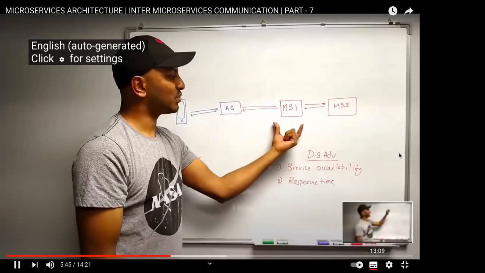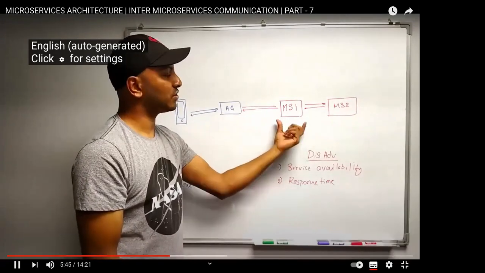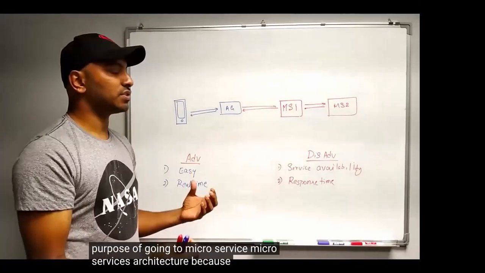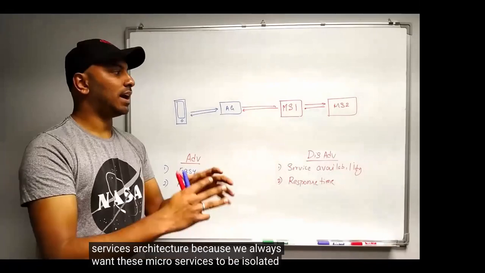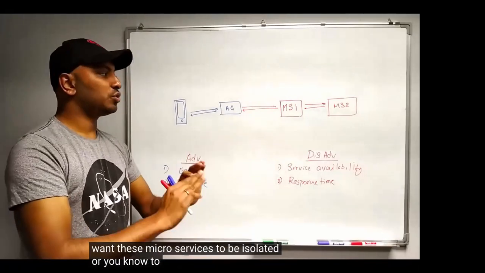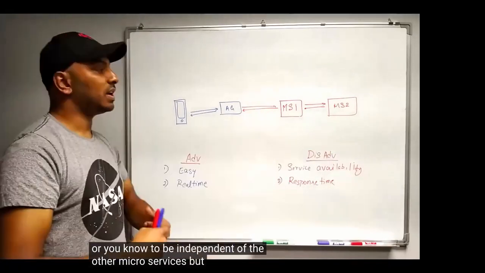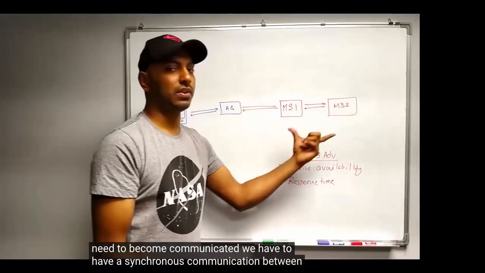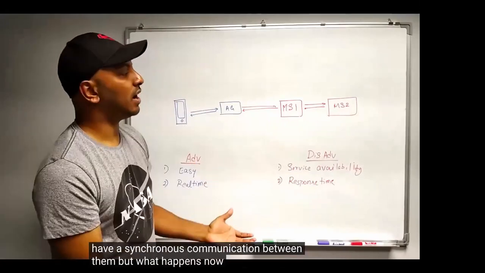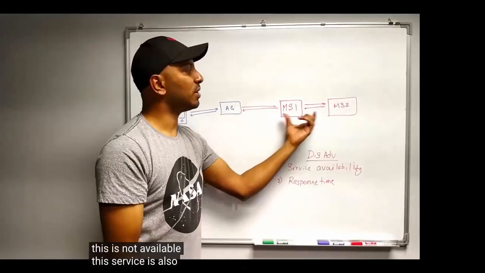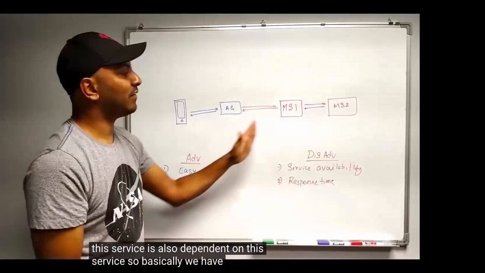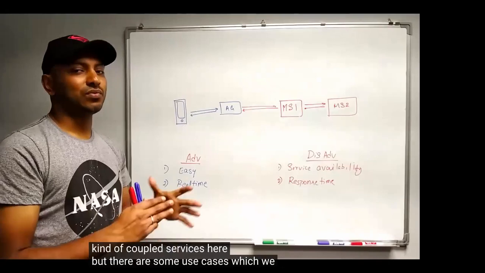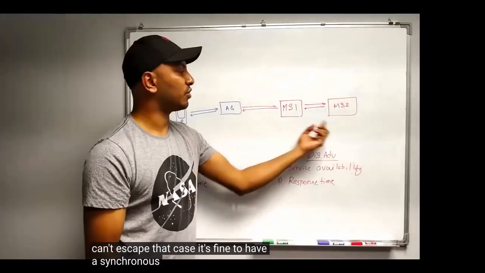This kind of violates the sole purpose of going to microservices architecture, because we always want these microservices to be isolated, or independent of the other microservices. But if they really need to communicate, we have to have a synchronous communication between them. But what happens now is, because this is not available, this service is also dependent on this service. So basically, we have tightly coupled services here. But there are some use cases which we can't escape. In that case, it's fine to have a synchronous communication between them.